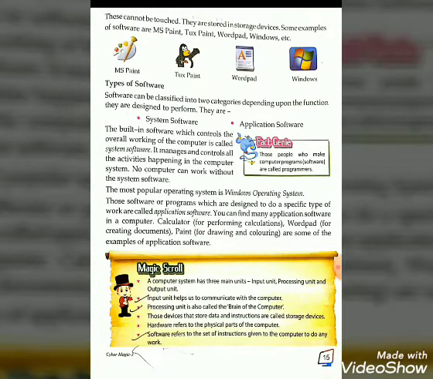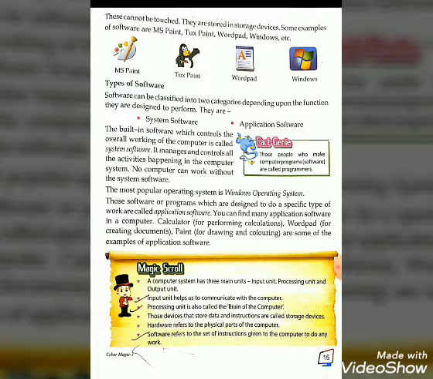Point to be remembered: software can be classified into two categories depending upon the function they are designed to perform. They are system software and, second one, application software.